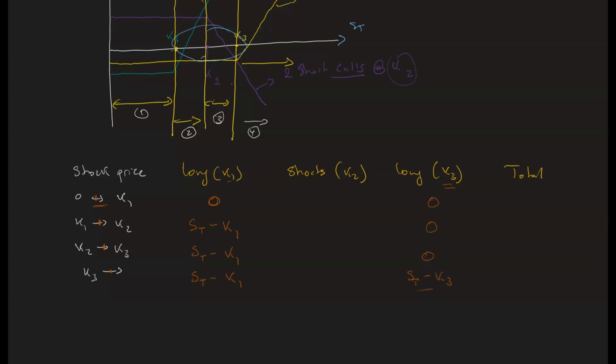Why is it stock price minus K3 here? It is because the stock price is above K3, so we can exercise the option.